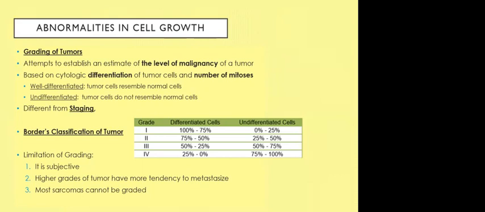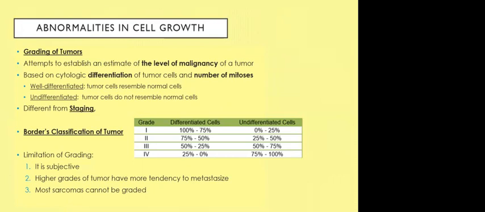When we say well-differentiated, it means there is presence of normal cells; the tumor cells resemble normal cells. While if undifferentiated, the tumor cells do not resemble normal cells. If the number of well-differentiated cells increases, it means that the patient has a good prognosis. When we say good prognosis, the patient is most likely to recover compared with undifferentiated cells.